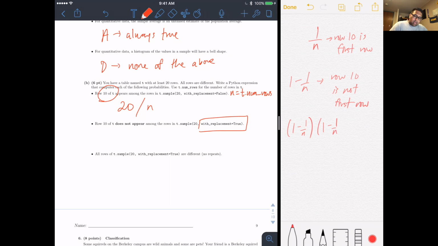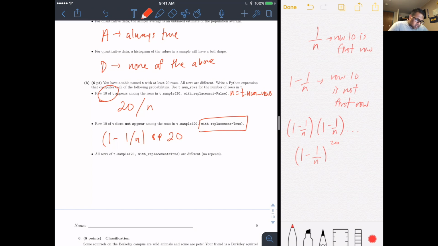1 minus 1 over n probability it's not the second row, so on and so forth. So that'll just be 1 minus 1 over n to the exponent 20. So in that case, our probability will be 1 minus 1 over n to the 20. Make that a little more clear. 20. And we're good to go.